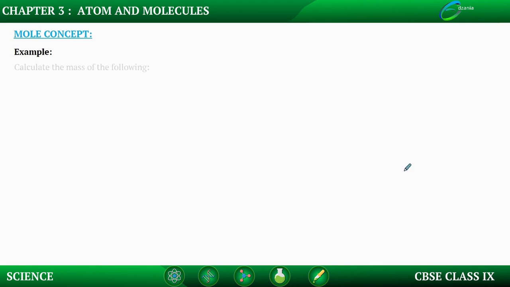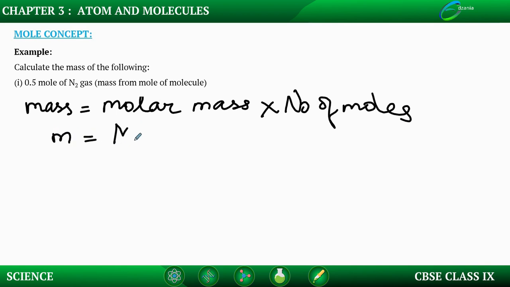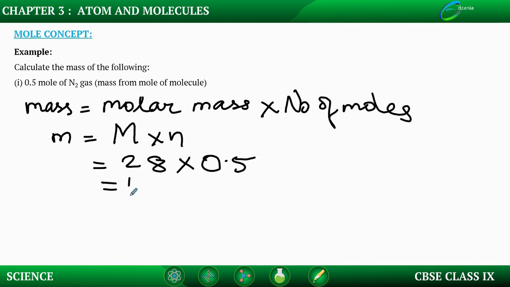Next, we need to calculate the mass of 0.5 mole of N2 gas. We know that mass is equal to molar mass into number of moles, so small m equals capital M into n. The molar mass is 28 into number of moles, which is given as 0.5. The answer is 14 grams. So the mass of 0.5 mole of nitrogen gas is 14 grams.